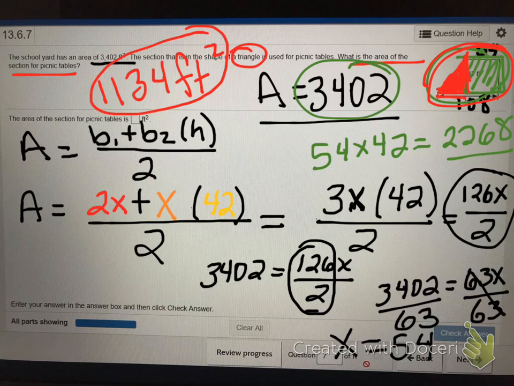Hopefully that helped, but you just had to apply the area of a trapezoid and then solve for x. So a little algebra mixed in with our geometry this week. That one was a tough one, so sorry for throwing that in at you, but it was always good to do a challenge.